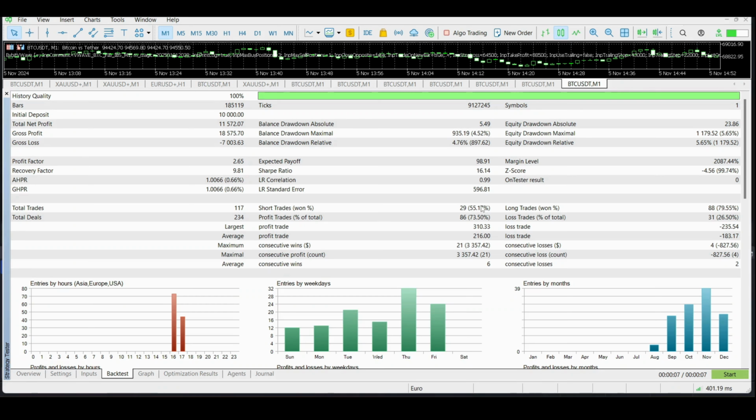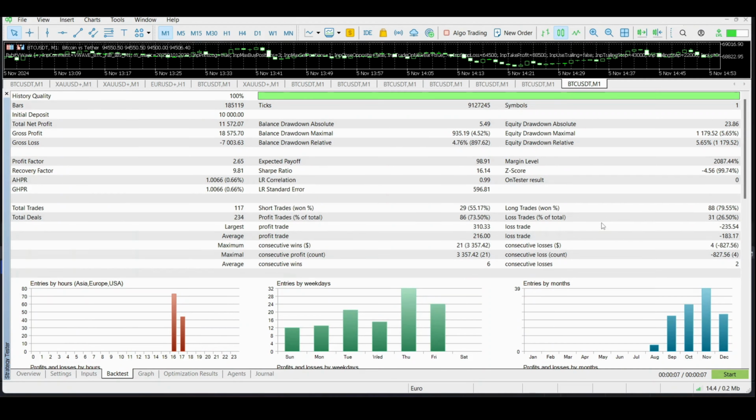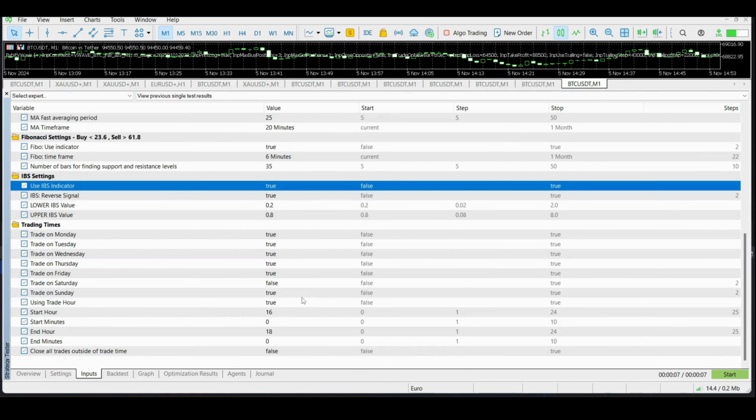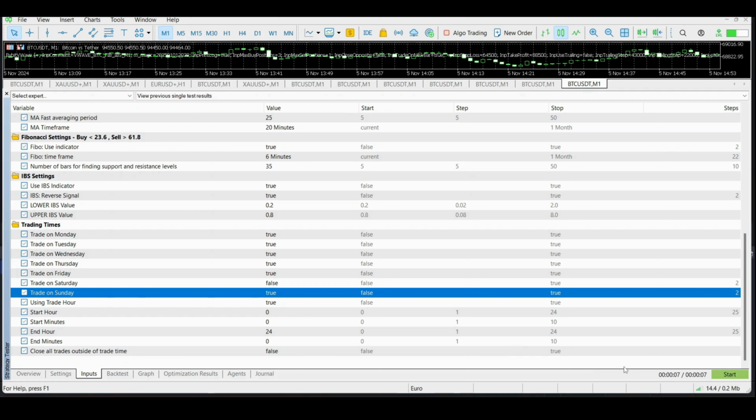Okay, and the last thing is that you can see here our profit trades are 73% versus 26.5% loss trades. So as you can see, this is a non-curve-fitted backtest. Now I'm going to run the same experiment that I did on the curve-fitted one. We're going to test on out of sample data, and we're going to run the backtest again.